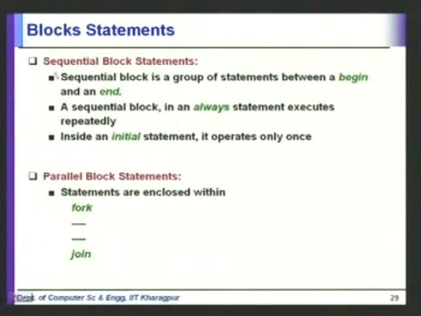So what are the block statements? Sequential block statements. A sequential block is a group of statements between a begin and an end. Whatever you have between the begin and the end will sequentially execute one after the other. A sequential block in an always statement executes repeatedly. The always may not be triggered also. You can have always @(something), or even always begin something end, which means it is repeatedly going to be executed. If you have always @(something), then it is going to get executed every time that condition matches. Inside an initial statement, it operates only once, at the beginning of the simulation.